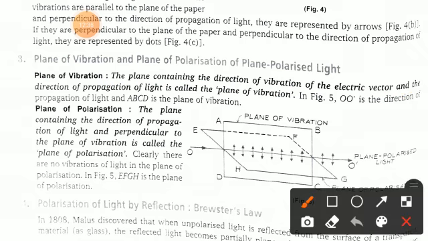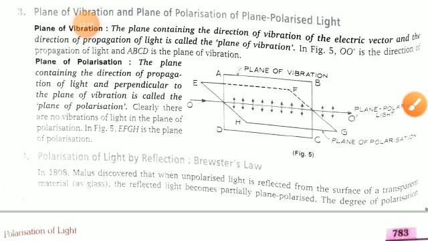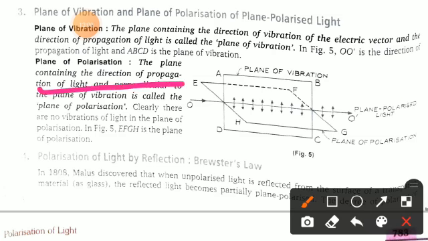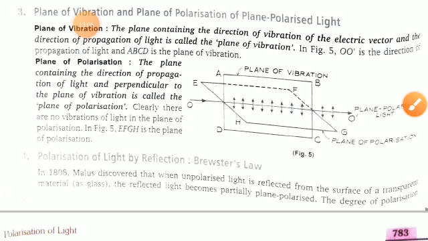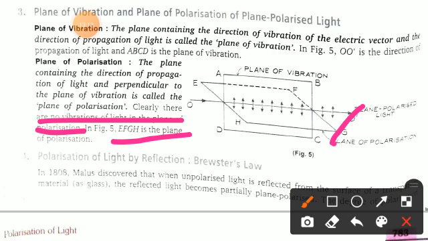Here you can see in figure 5, O dash is the direction of propagation of plane polarized light, and ABCD is the plane of vibration. Now, what is the plane of polarization? The plane containing the direction of propagation of light and perpendicular to the plane of vibration is called the plane of polarization. You can see from the figure, the plane of polarization is your EFGH. There is no vibration of light in the plane of polarization.